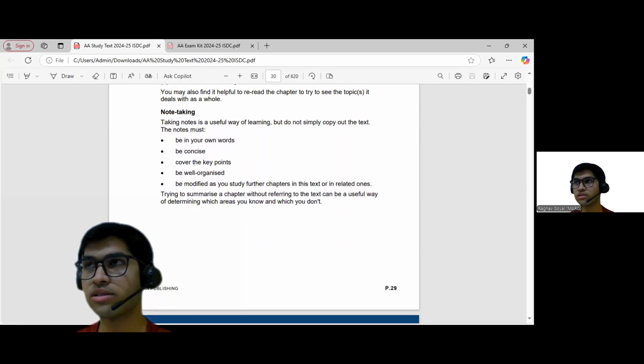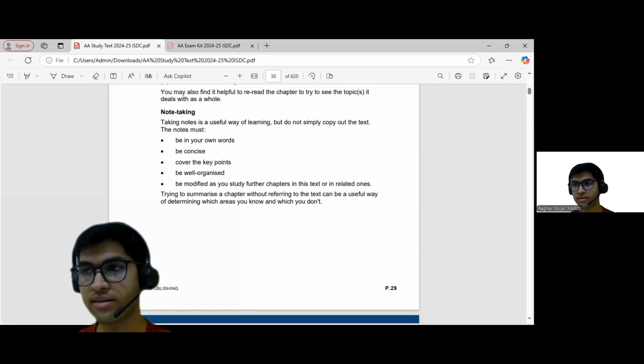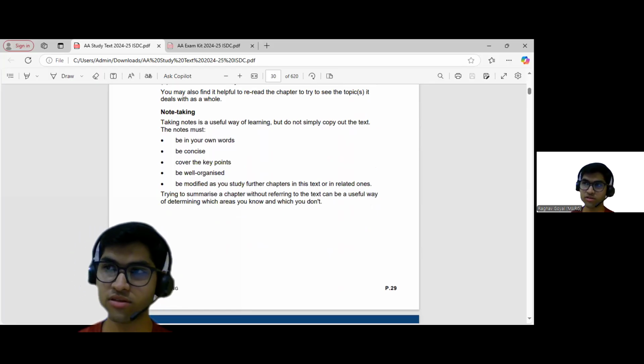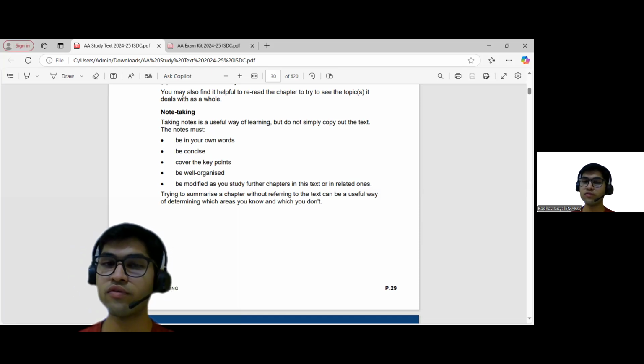One more thing about this paper is that you don't need to rote learn the definitions as such. You should be able to understand them and write them in your own words. That's completely fine. ACCA does not expect you to fully write things from the study text itself.